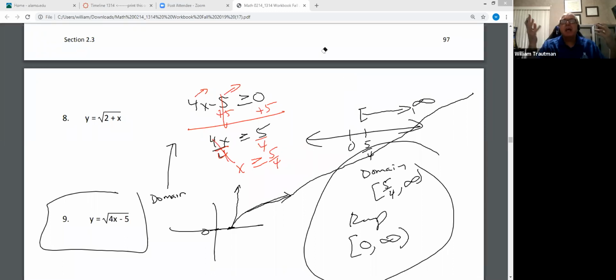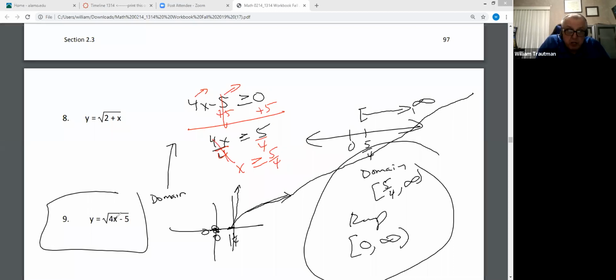Domain, what can the x values equal? By the way, let's take a look. We just said the domain is 5/4 to infinity. What can the x values equal? So what if I said the domain, what if I said 0? Watch what happens when I put 0. Do you see how 5/4 is 1 1/4, 1.25. 0 is not part of the domain for this problem.